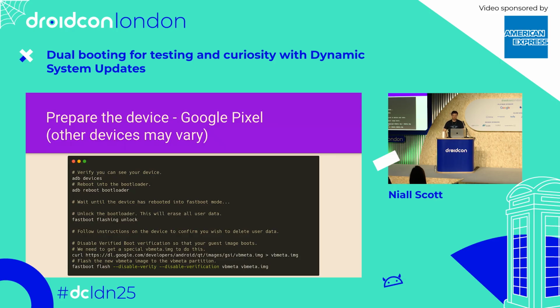Now we want to disable verified boot verification so that the guest image can boot regardless of the signing key of the system image. So we download a special build of VB Meta provided by Google at the URL that you can see on this slide. And then once we've downloaded this, we can then flash this VB Meta image using the extra command line arguments that you can see here to disable verity and disable verification. And then the device is now ready to accept DSUs.